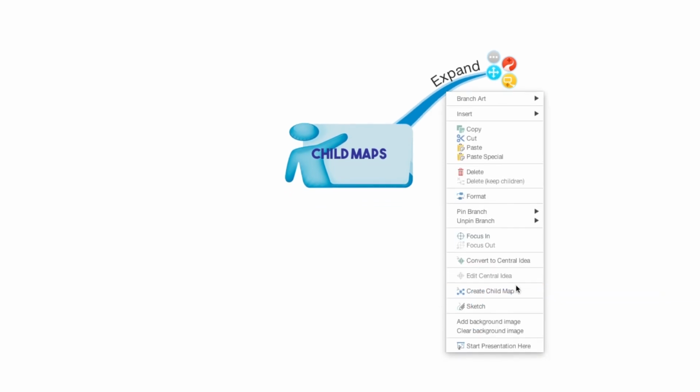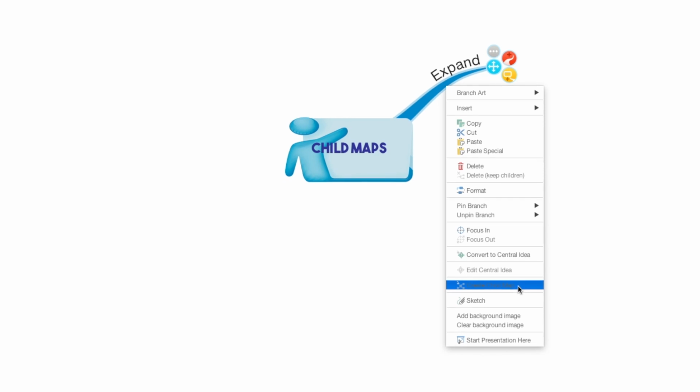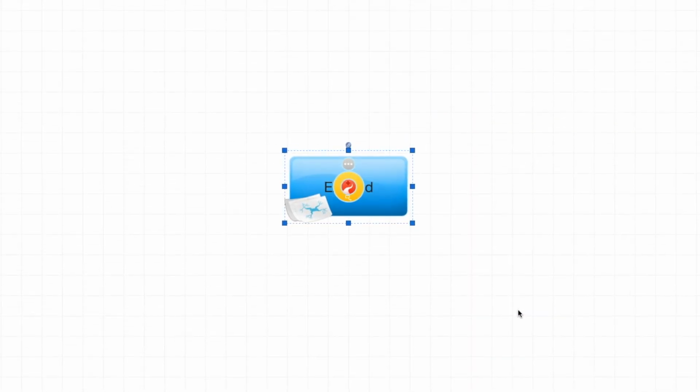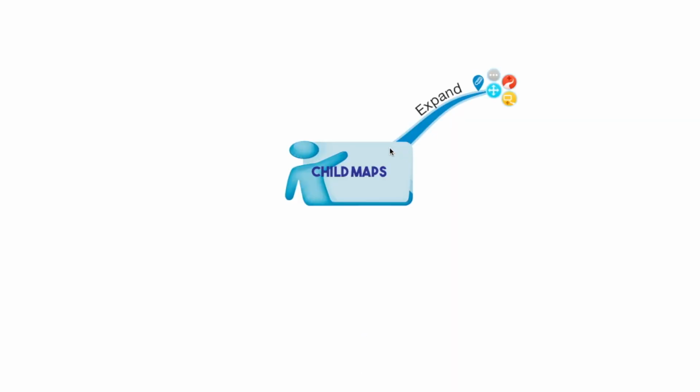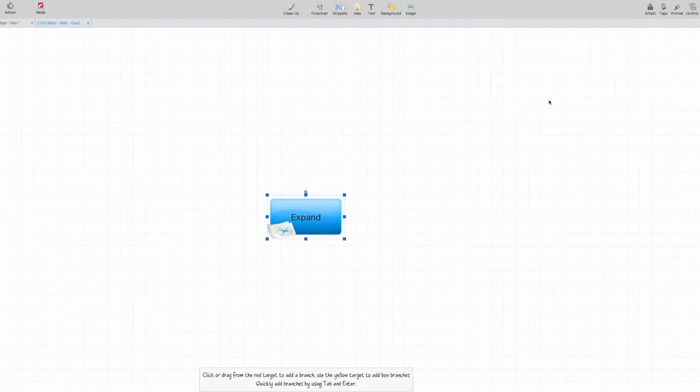To do that, we right-click on a branch, head down to create a child map, and that will create a new file containing a new central idea with the topic of the branch. You can navigate back to the original using the little paperclip because the file has been added to the branch as an attachment, which you'll be able to see on the right-hand side of the screen when we go and click on the attach panel.